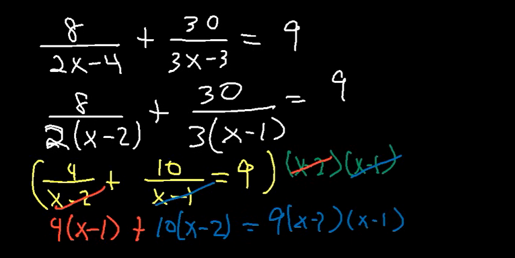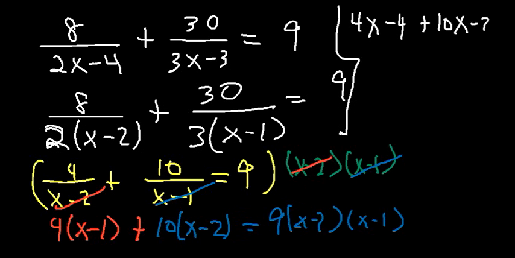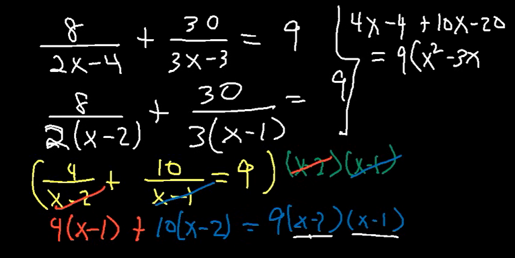Let's distribute the 4. So it's 4x minus 4. And if we distribute the 10, that's 10x minus 20, which is equal to, I'm going to FOIL these two terms first. X minus 2 times x minus 1, that's x squared, negative x and negative 2x, which is negative 3x. Negative 2 times negative 1, that's plus 2.